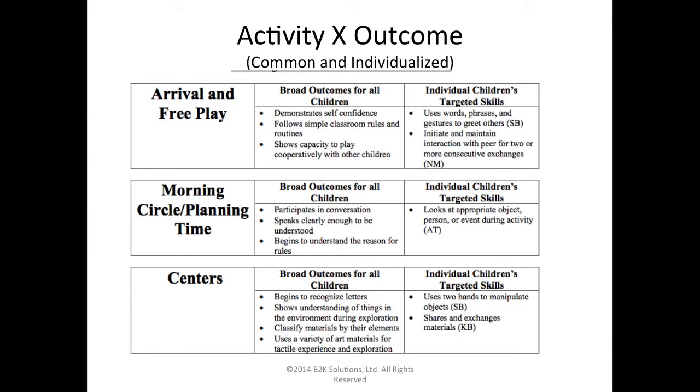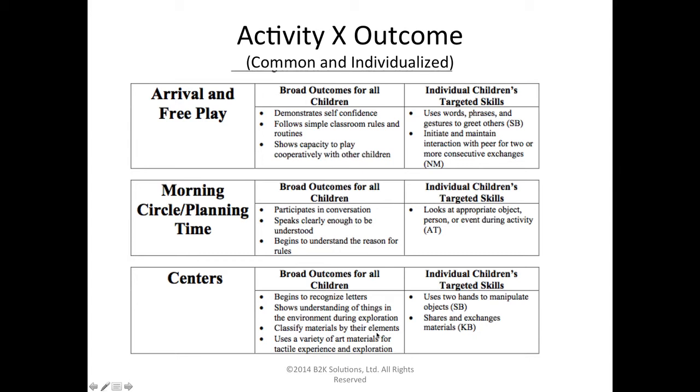So as we've evolved in the embedding schedules and gone from just placing X's where there's a teachable moment to identifying what outcome we're actually working on to increase our intentionality, we've also begun to think about standards and common outcomes for all children, as well as individualized outcomes that may be on a child's IEP or IFSP, or may just be an individualized outcome given that child's unique needs. So here's an example of where we've taken different activities, arrival and free play, morning circle and planning time and centers, and really identified the common outcomes that all children should be learning in this activity, and then using the initials of children, sharing what individual children are learning within the context of the activity.